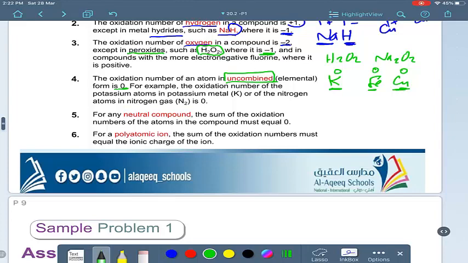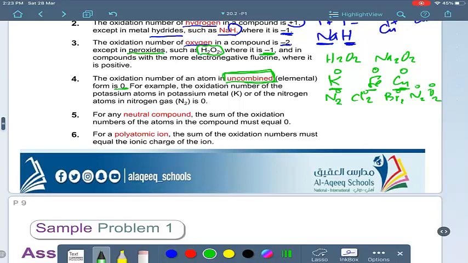Not only metals but also non-metals, in the form of diatomic molecules like N2, Cl2, Br2, O2, and so on. Any of them are uncombined elements. It's a molecule, yes, but in the form of one element, uncombined with other elements. So the overall charge of each is zero as well.